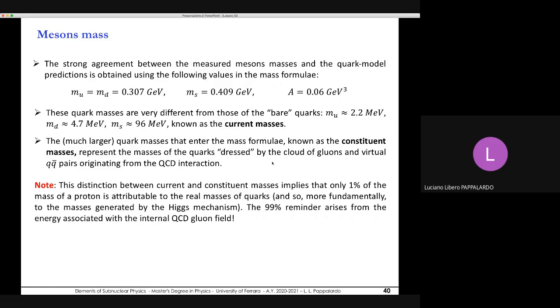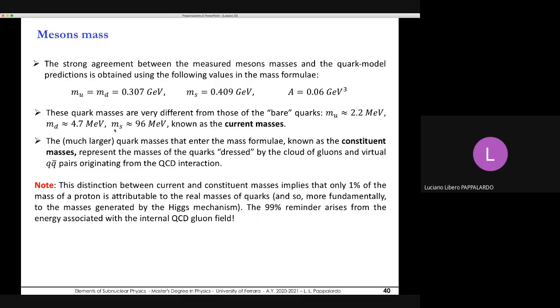Okay. Now there is an important consequence of this, because the distinction between the current and the constituent masses implies that only 1% of the mass of the proton is attributable to the real mass of the quarks. So if you just sum up twice the up quark mass and the down quark mass, you obtain something of the order of 10 MeV, right? Whereas the mass of the proton is of the order of 1000 MeV, okay? So you only account for 1% of the mass of the proton if you only consider the current masses, okay?